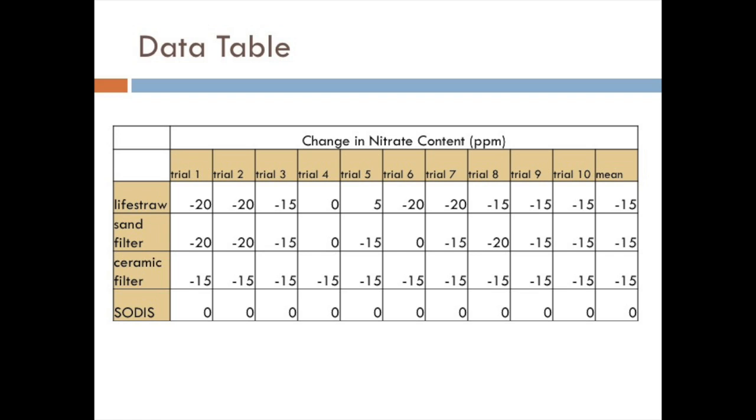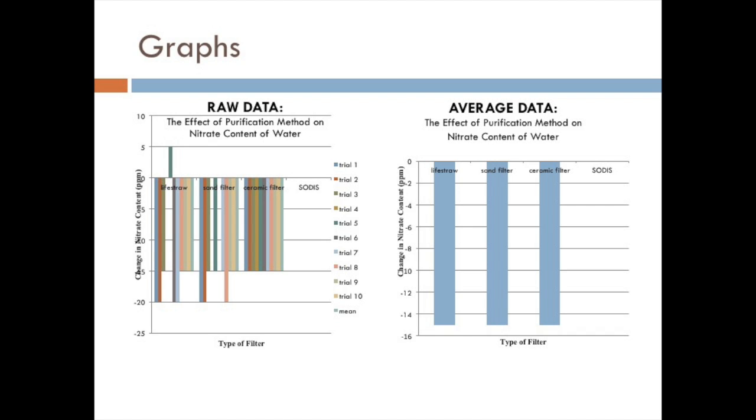Here's my data table showing the change in nitrate content from the beginning of the experiment to the end. Here are 2 graphs showing the same data. On the left is the raw data with all the trials, and on the right is the average data. So as you can see, the LifeStraw, sand, and ceramic filter all had about the same amount of change in nitrate, and the solar disinfection had no effect on the nitrate.